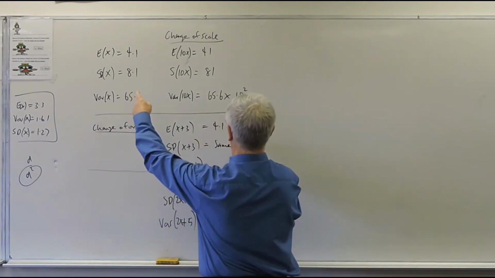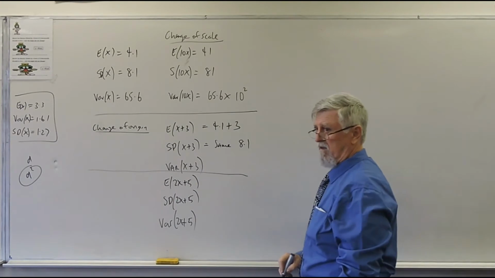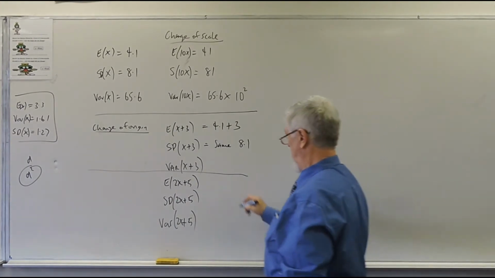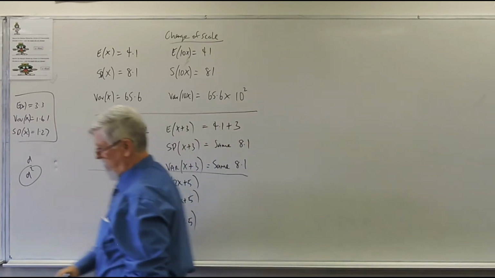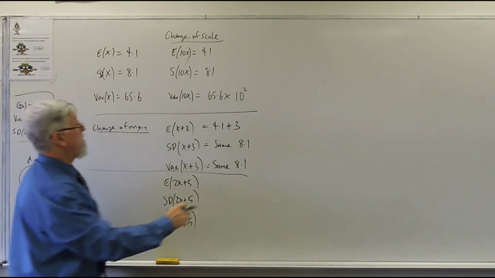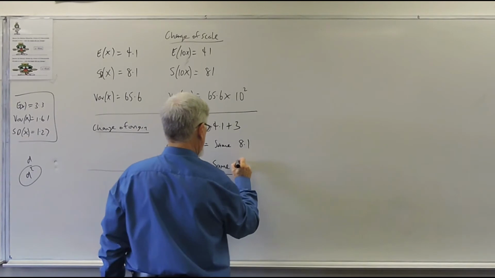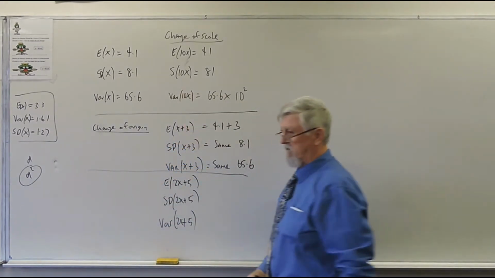So what was it? 8.1. What happened to the variance then? Stayed the same. So whatever it was as a square, it stayed the same. Oops, not 8.1, 65.6.